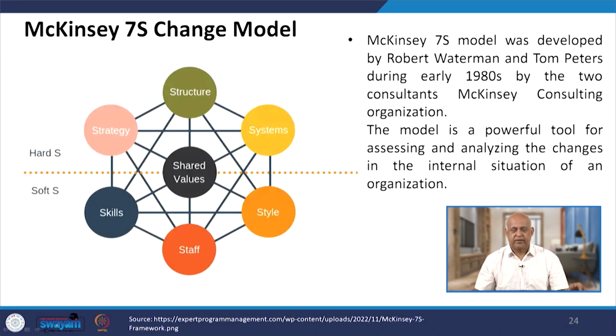Now another model is McKinsey's 7S change model, which has the soft S and the hard S. Soft S are skills, staff, style, shared values. Hard S are strategy, structure, and systems. The McKinsey 7S model was developed by Robert Waterman and Tom Peters in the early 1980s, at the McKinsey consultancy organization. The model is a powerful tool for assessing and analyzing the changes in the internal situation of an organization.